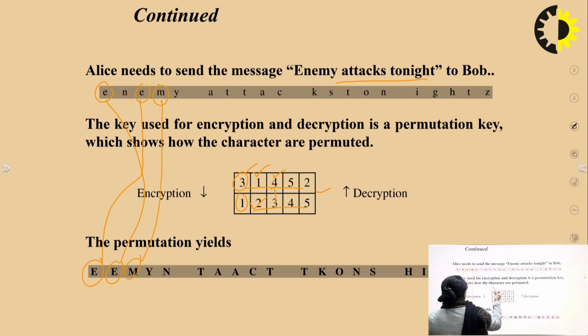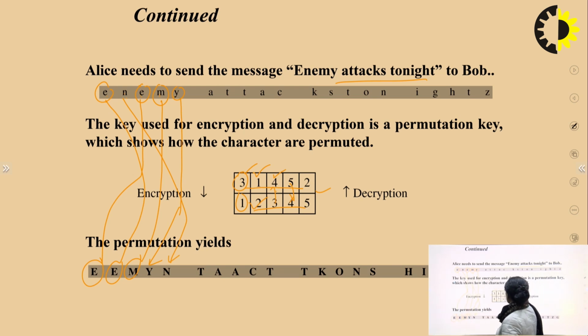Then we have the fifth letter, 1, 2, 3, 4, 5. The fifth letter is coming to the fourth position, and then we have the second coming to the fifth position. So we are taking a block of size 5, and in each block we are rearranging the positions. The same thing we will do for the remaining blocks of 5 and continue subsequently.